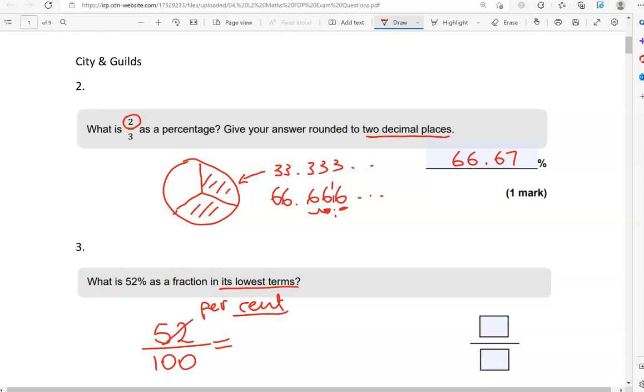Dividing 52 by 2 gives us 26. Dividing 100 by 2 gives us 50. Can we go any further? Yes, we can divide both numbers by 2 again. So that gives us 13, and that gives us 25. Can we divide this again? No, we can't. Trying to divide by 2, by 3, by 5, by 7, and so on, would give us decimal numbers. The only number we can divide 13 by is 13 or 1, because that is what we call a prime number. So if I try to divide 25 by 13, it's going to give me a decimal. For this reason, this is the fraction in its lowest terms. We can't go any further. So I'm going to write 13/25.